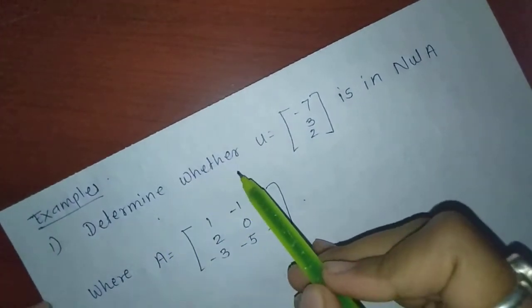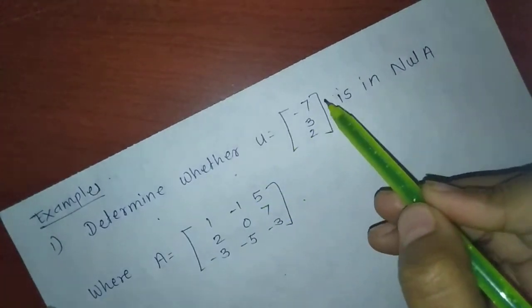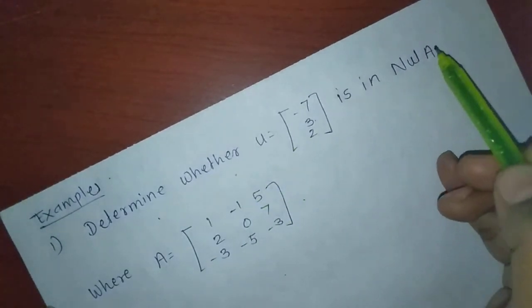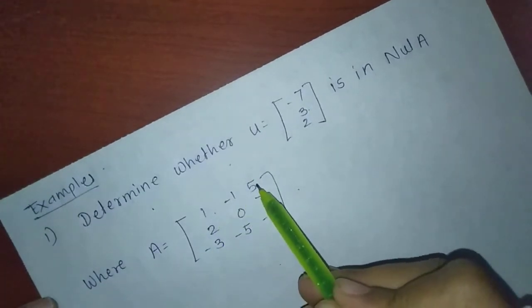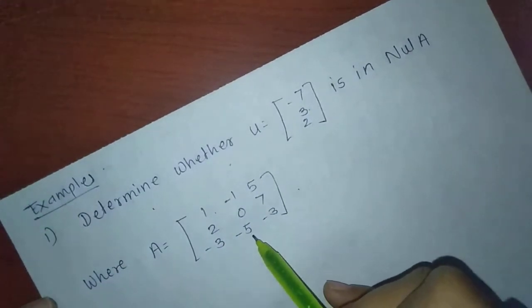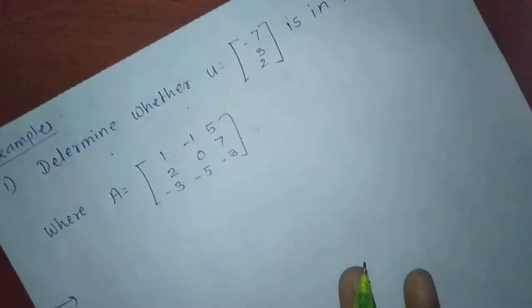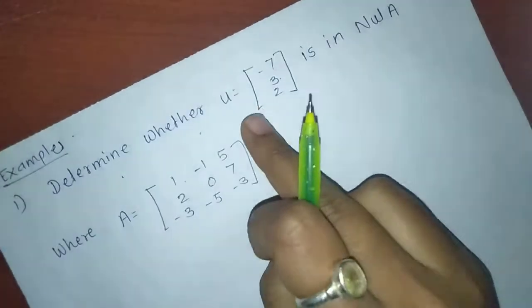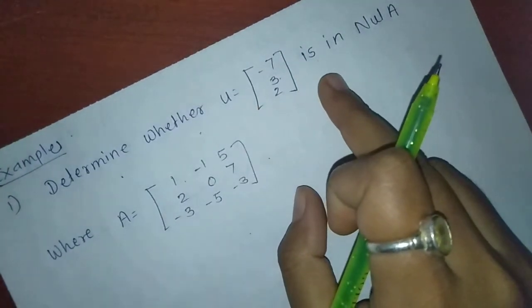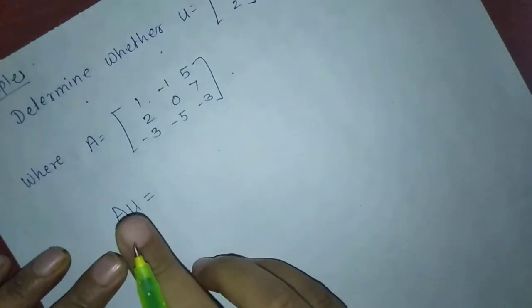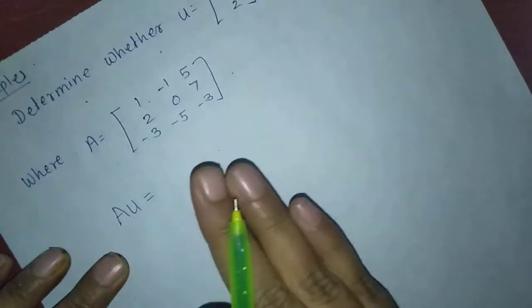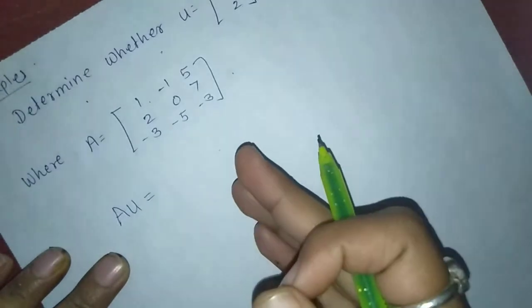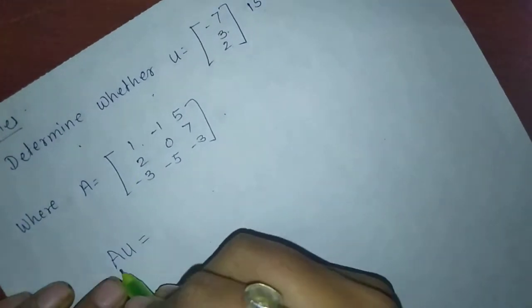First, determine whether u equals (-7, 3, 2) is in the null space of A, where A equals the 3 by 3 matrix with rows (1, -3, -2), (-5, 1, 5), (0, 1, 0)... To determine whether u equals (-7, 3, 2) is in the null space of A or not, calculate A into u. If you get A into u equal to 0, then you can say that u is in the null space of A. Now calculate A into u.